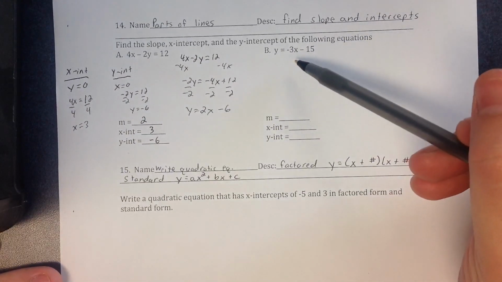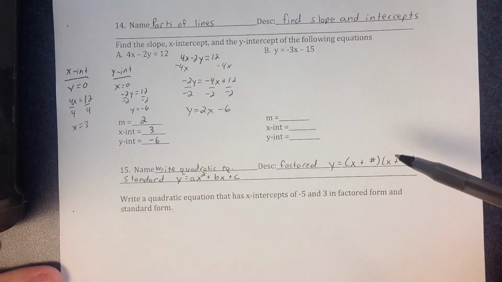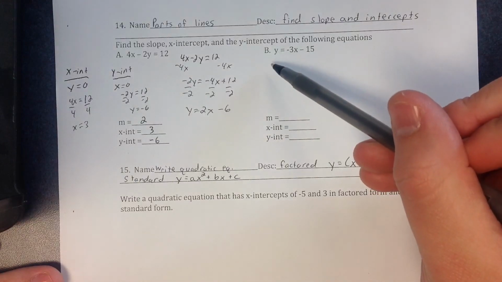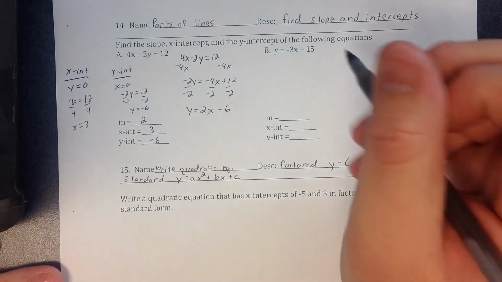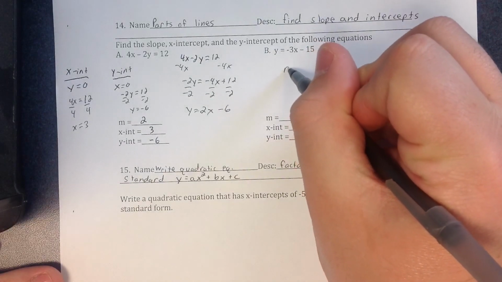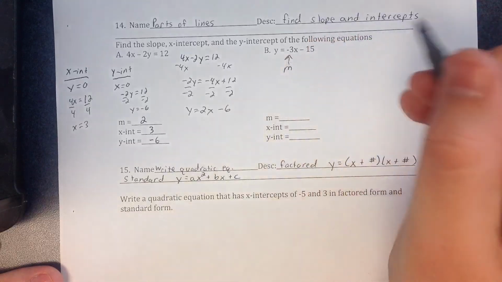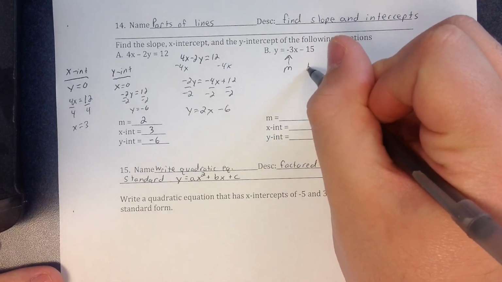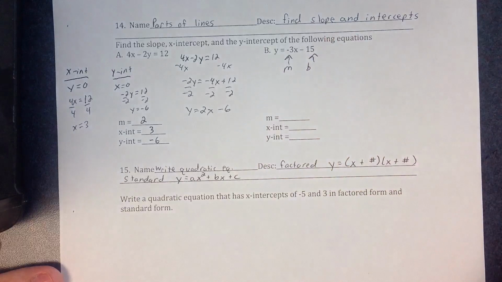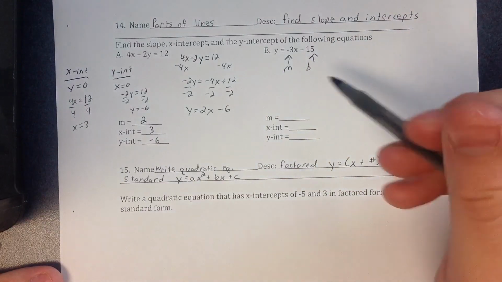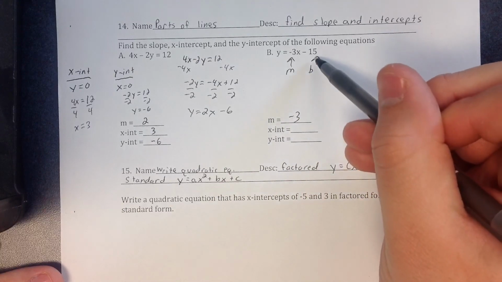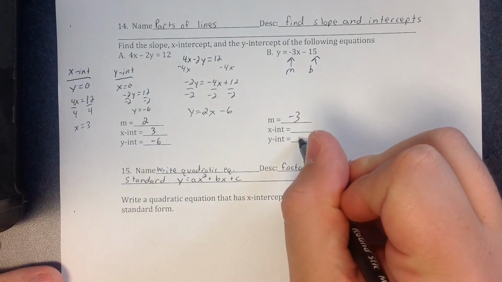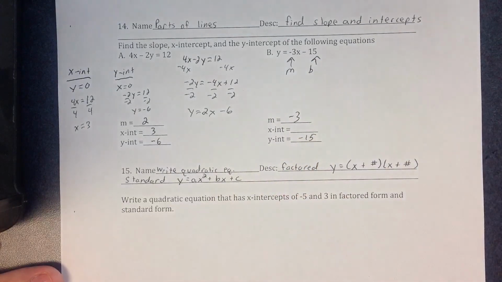Part B, y equals negative 3x minus 15. Well, if we look at that, the y is by itself, so that's our hint that it's in slope-intercept form. Again, if it's in slope-intercept form, that automatically means I know m is the number in front of x, and b is the constant term. Well, m is the slope, so m is negative 3 in this case. B is the y-intercept, so the y-intercept in this case is negative 15.